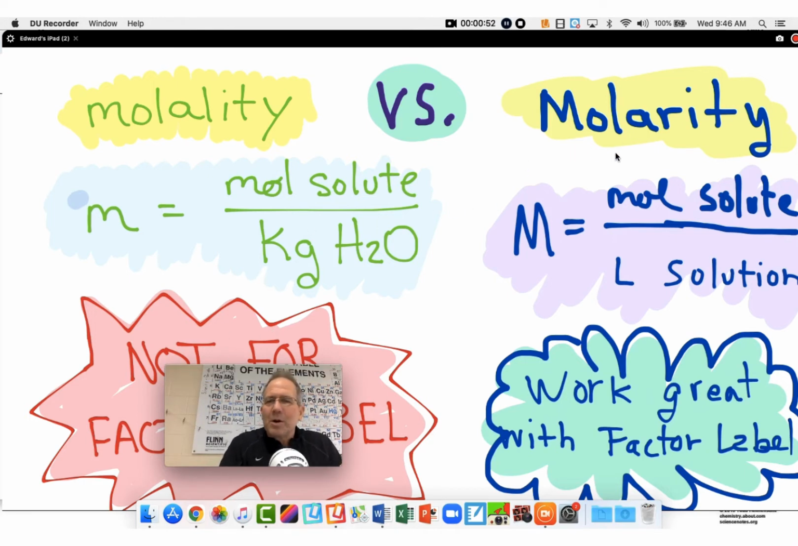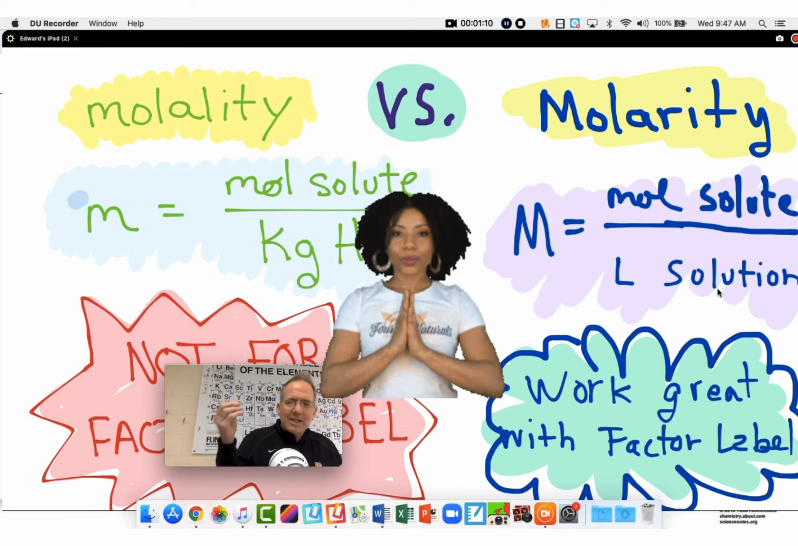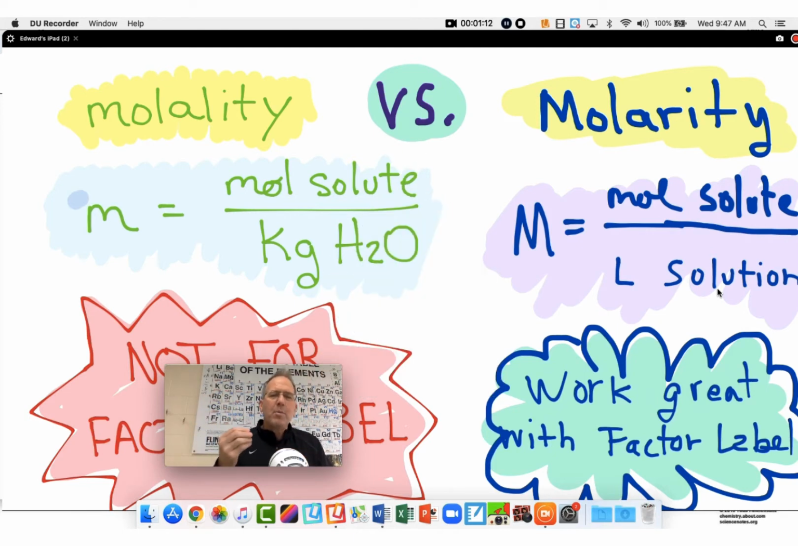Let's go to the one we're familiar with first, molarity. Molarity, capital M, is moles of solute, the amount that's dissolved, in liters of solution. This is where we need the volumetric flask to make these solutions. We need to know how much solution is totally made at the end.